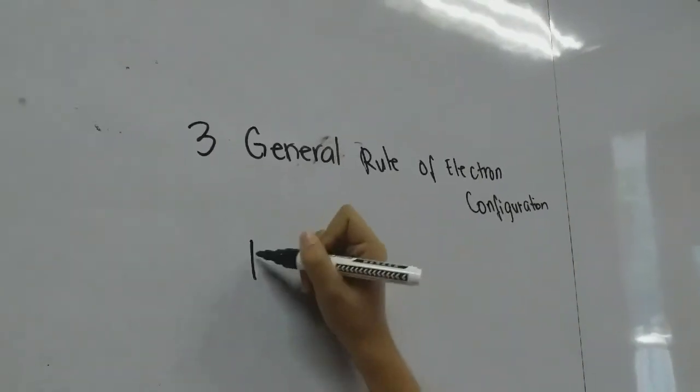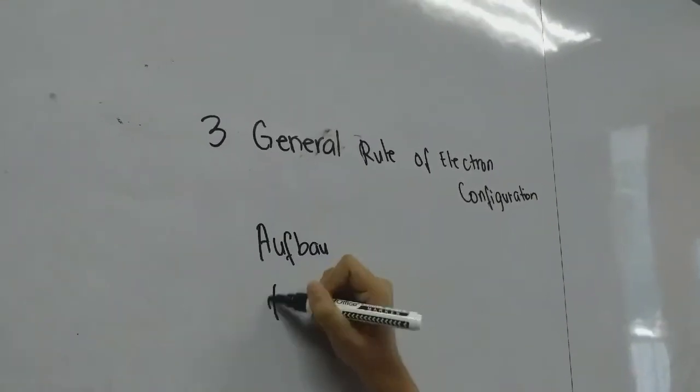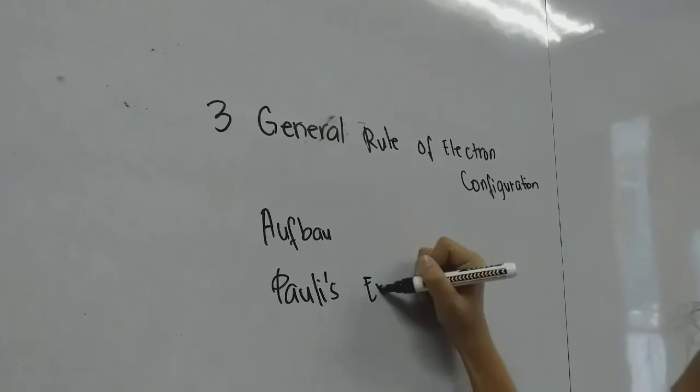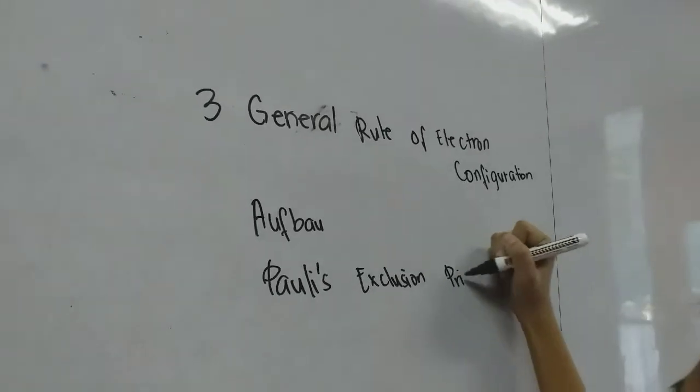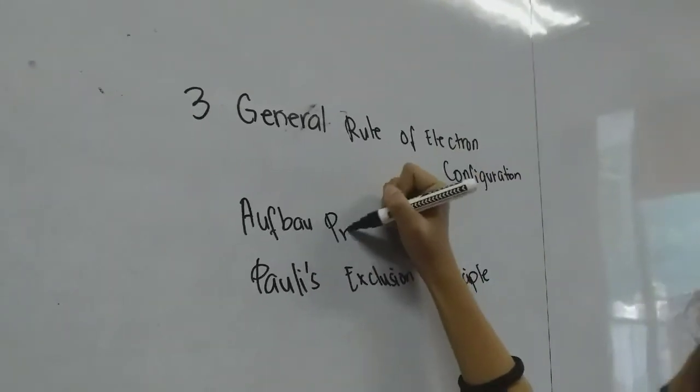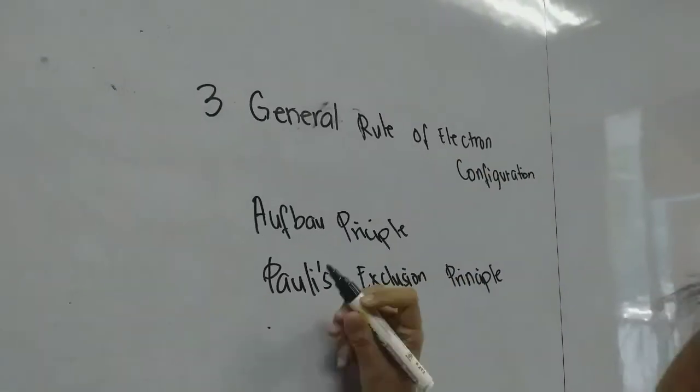Electron configuration uses the symbol of the orbital and the number of electrons that occupy each orbital. It has three general rules, which are the Aufbau principle, Pauli's exclusion principle, and Hund's rule.